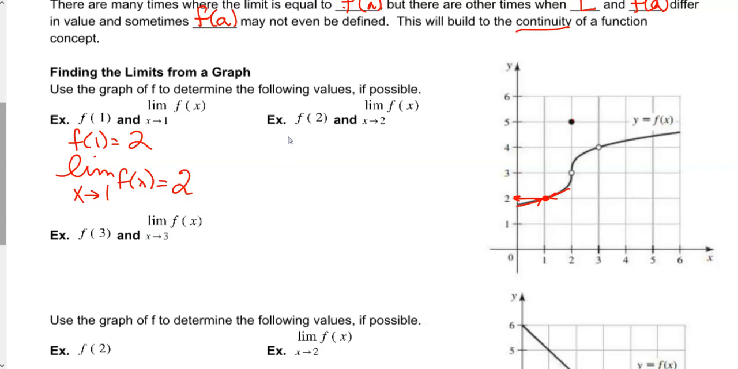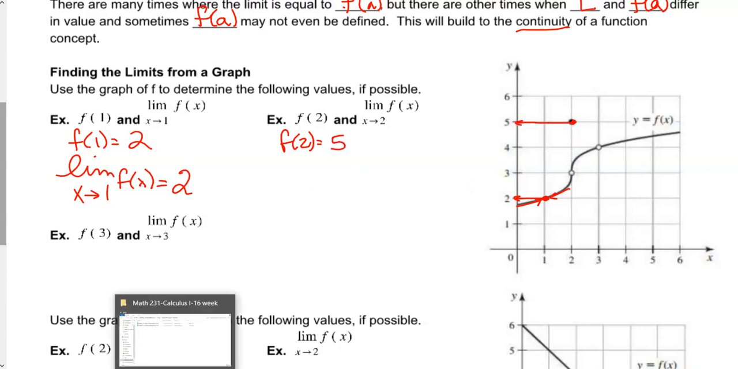Now, let's turn to x equaling 2. If I ask you what is f of 2, what is the function value when x equals 2? Again, I'm going to come up here, but look, there's an open circle, which means that's not where it's equal to, and I come up to this solid dot. Therefore, f of 2 has to equal 5.